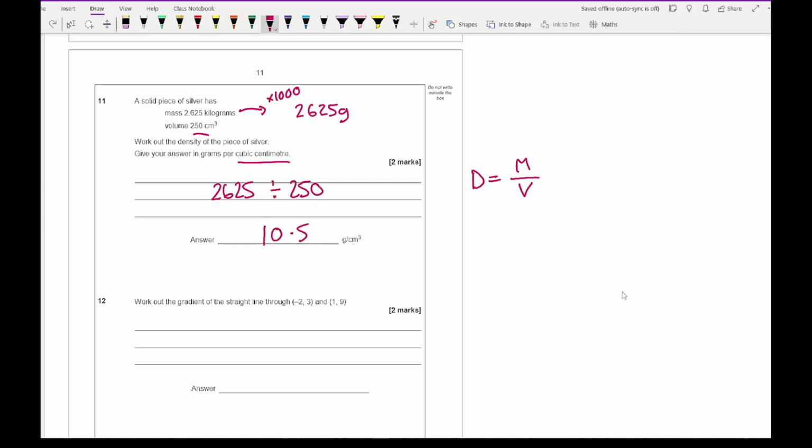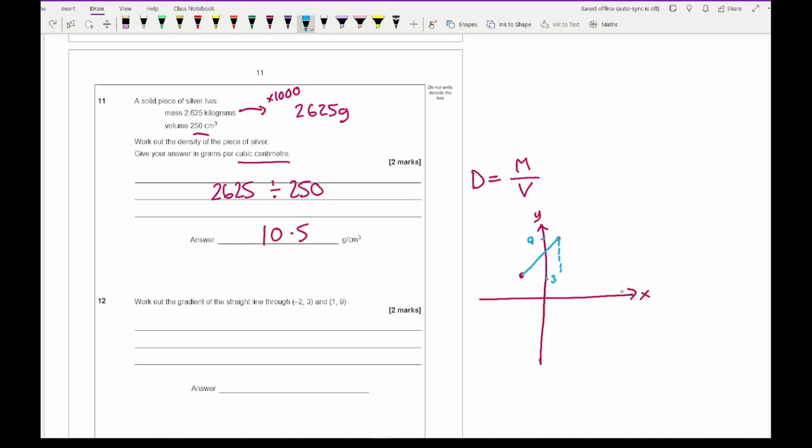Now for question 12, it says work out the gradient of the straight line through those 2 points. Now, when you're working out the gradient, you can try and visualize where the points are. So if I draw a set of axes, so y and x, and -2, 3 is going to be somewhere here, and 1, 9 is going to be somewhere there. So I know straight away that the gradient is going to be positive.